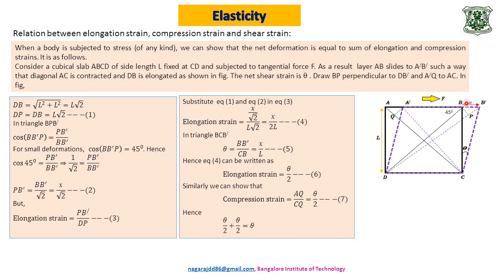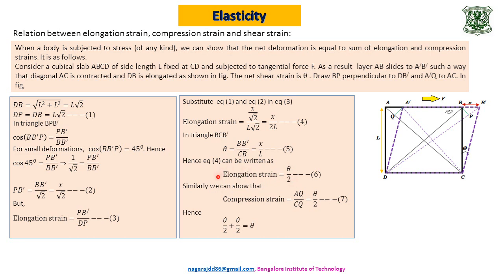Coming back to triangle BCB dash, which we already discussed in our previous session. Theta is equal to x divided by L, that is, angle of shear or shear strain is just x divided by L, that is theta equals x divided by L. So take this equation 5 in 4 and therefore equation 4 becomes elongation strain equals x by L, that is theta, divided by 2. So in total elongation strain is theta divided by 2.